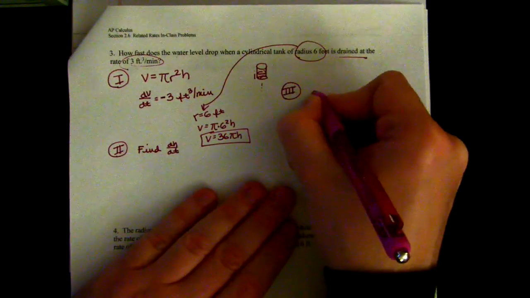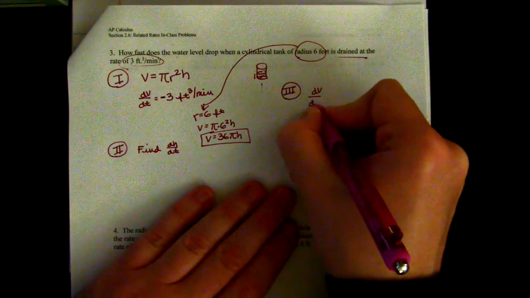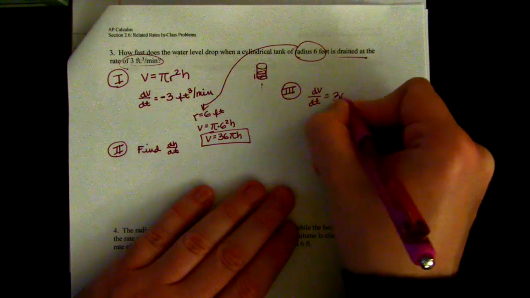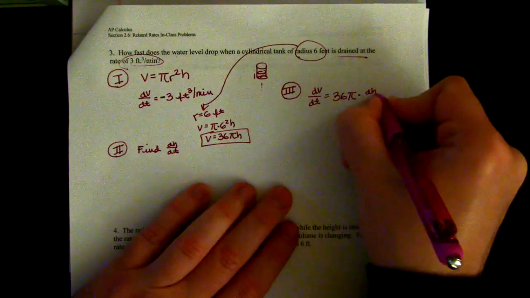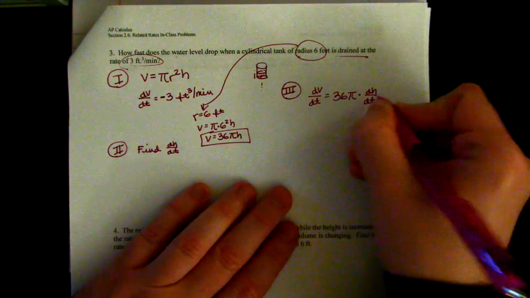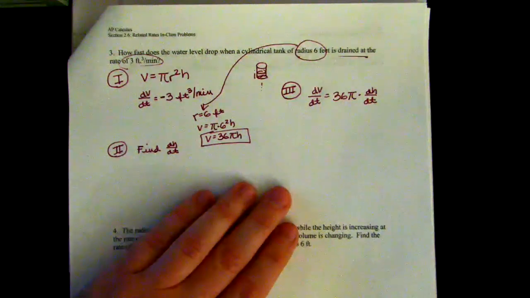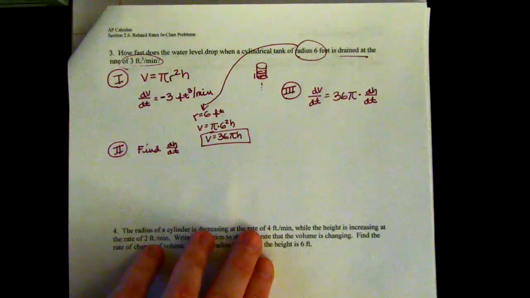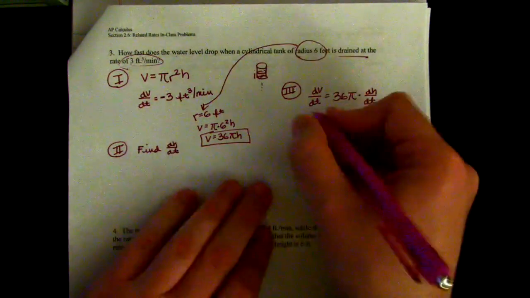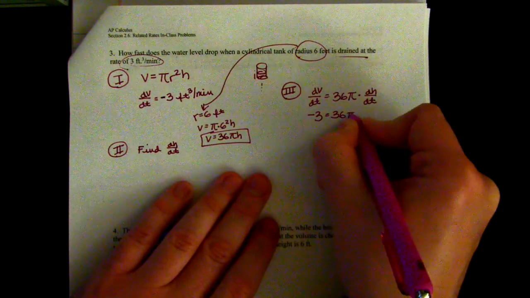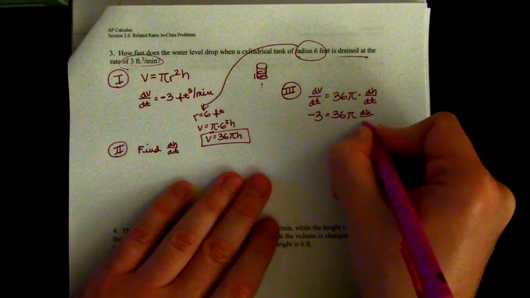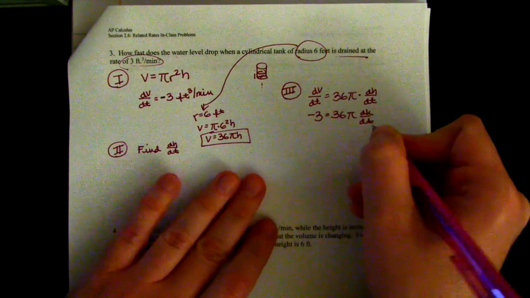The derivative of V is dV/dt. On the other side, that's 36 pi times the derivative of h, which is dh/dt. I know my dV/dt is -3. So I'm going to fill that in. And actually, because there's no specific instant, I can solve right now for dh/dt.